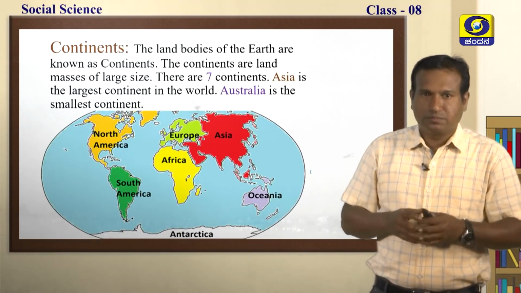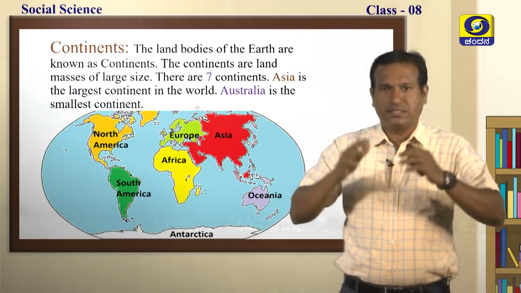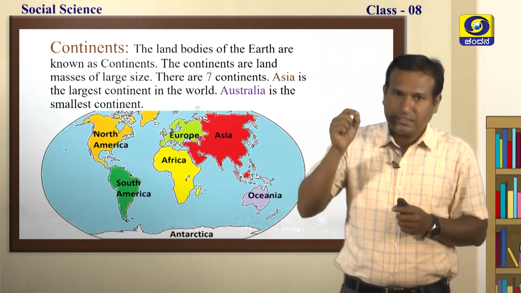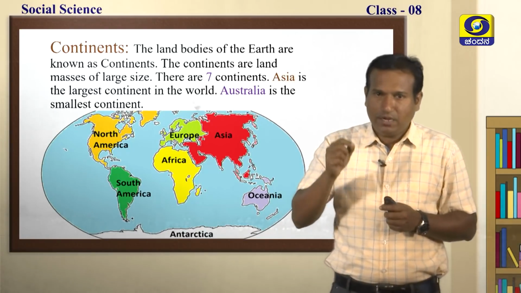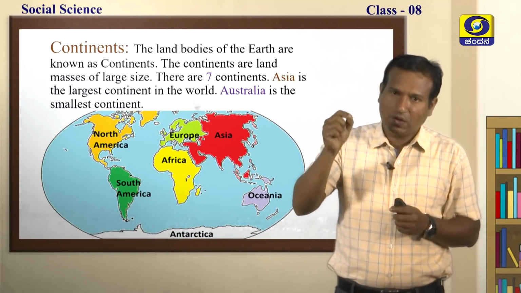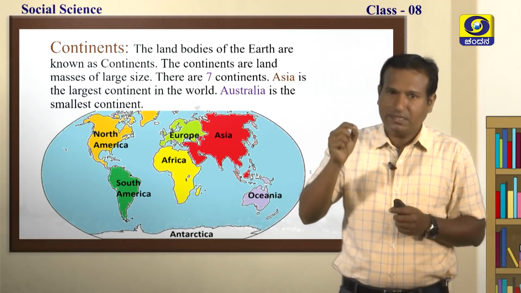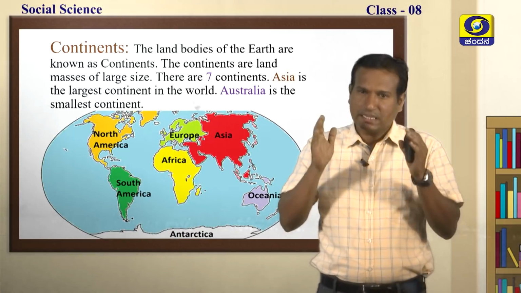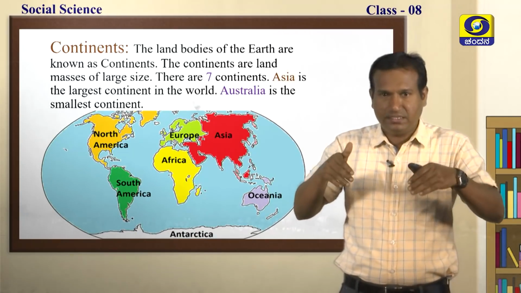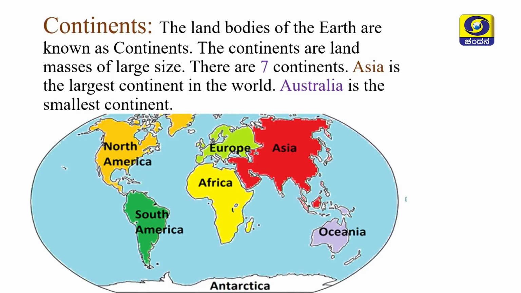On this earth, we have large land masses, or large land sizes, which we call continents. The land bodies of the earth are known as continents. These continents are land masses large in size. There are 7 continents we can find on this earth. What are these 7 continents? You can look at this one.